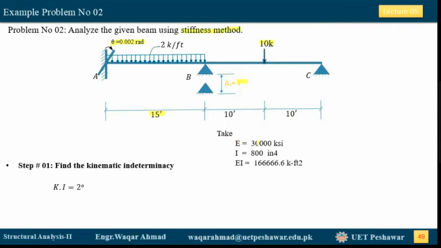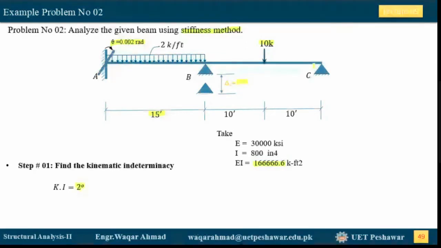The EI values are given here for this problem. E is equal to the modulus of elasticity. It is equal to 30,000 ksi for this problem, whereas the moment of inertia is equal to 800 inch raised to the power 4. When you multiply these two values and convert them into kip-feet squared units, we get this value. So we will be using this value for EI in the coming steps.